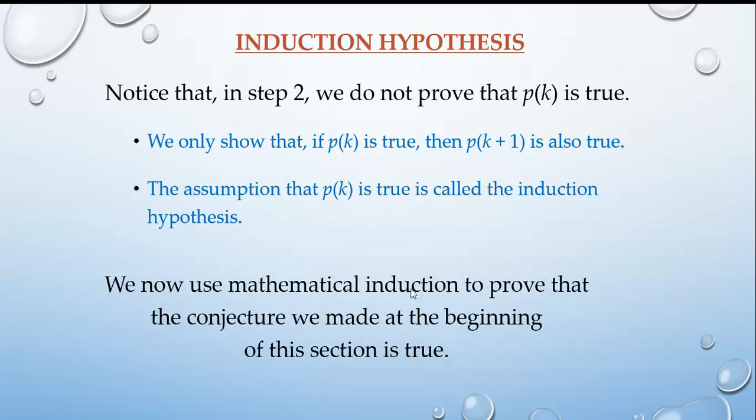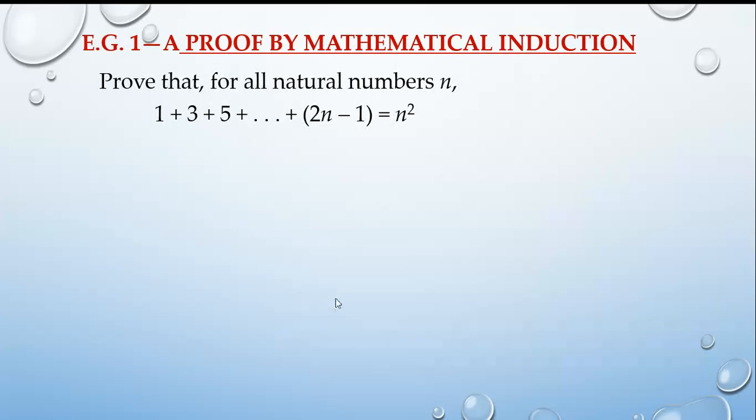We now use mathematical induction to prove that the conjecture we made at the beginning of this section is true, right? So let's see here. We take an example to clarify how this method works. First we take the sum of the first n natural odd numbers is n square. So what will be our first thing? The first thing is that we assume that this statement is our Pn.